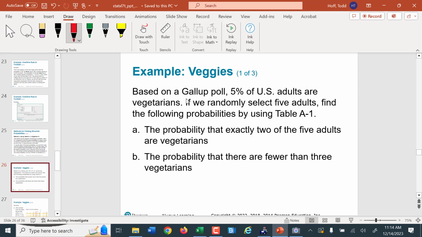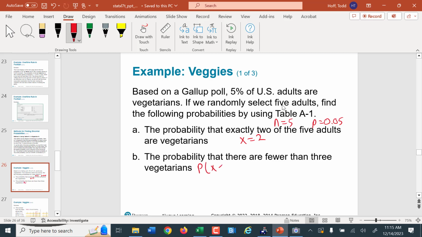So here's another example based on a Gallup poll. 5% of adults are vegetarians. We randomly select 5 adults. So n equals 5. p equals 0.05. That's for the 5%. Probability that exactly 2 of the 5 are vegetarians. That's x equals 2. But probably there are fewer than 3.